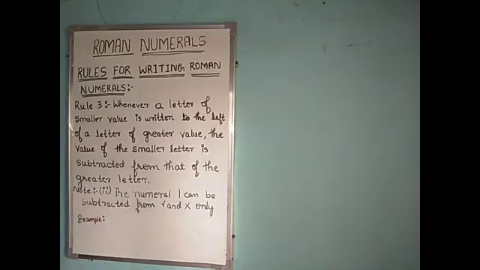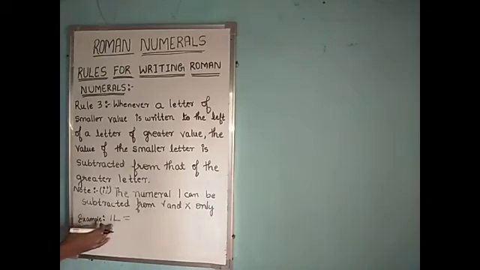The numeral I can be subtracted from V and X only. For example, if we take IL, how can we find out the numeric value of IL? Here L is a letter of greater value and I is a letter of smaller value. The letter of smaller value I is written to the left side of a letter of greater value.